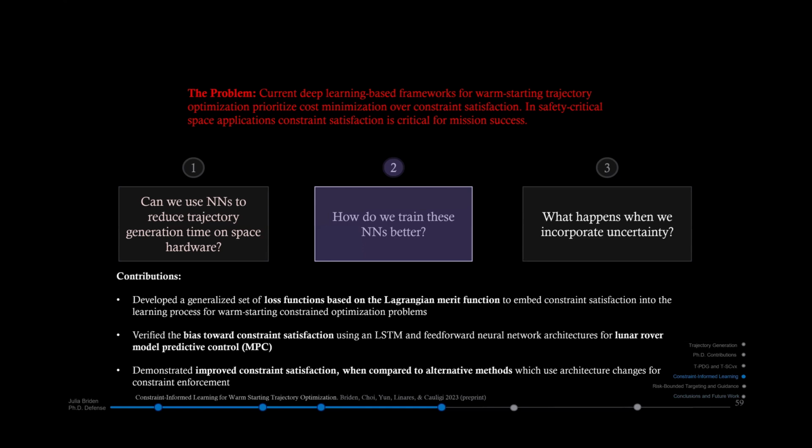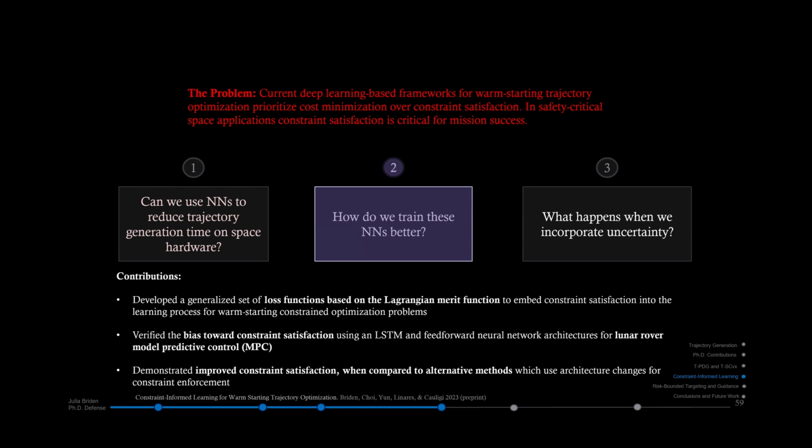So now that we went through the T-PDG process, a question that comes about relates to current deep learning-based methods not really being optimized for constrained optimization problems. For example, they often prioritize cost minimization over constraint satisfaction. But for safety critical applications, we really care about constraint satisfaction. So how do we train these neural networks better?